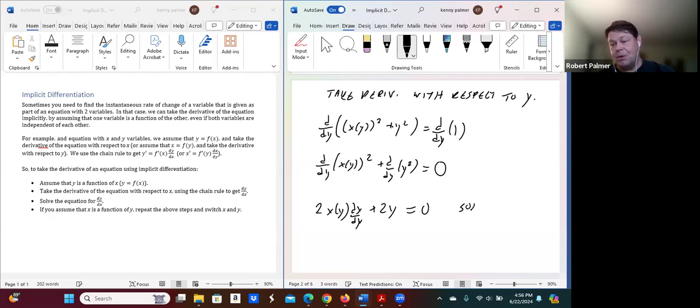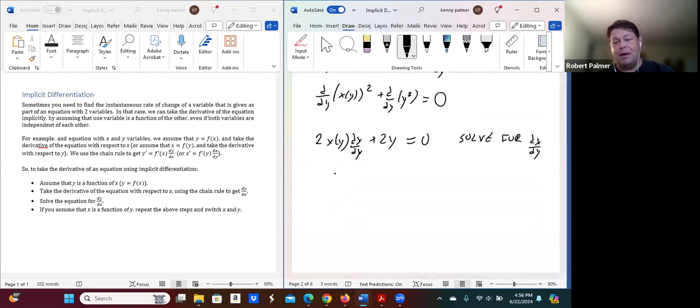Now, just like we did before, solve for dx over dy. Once again, I'm going to drop the parentheses with the y here. So we'd have 2x times dx over dy plus 2y is equal to 0. And now we solve for dx over dy. So subtract 2y from both sides. We have 2x dx over dy is equal to negative 2y. Divide both sides by 2x, and we get that dx over dy is equal to negative y over x.